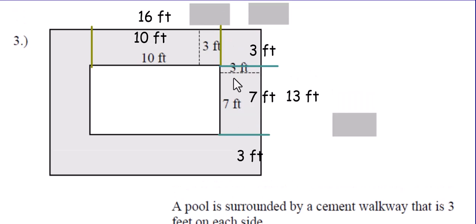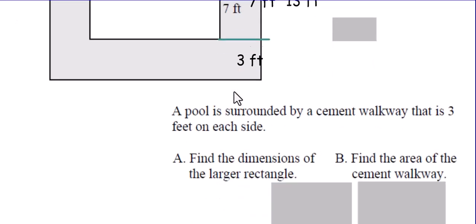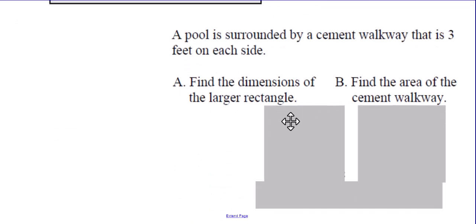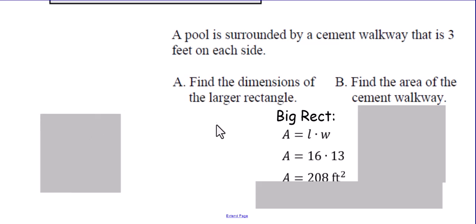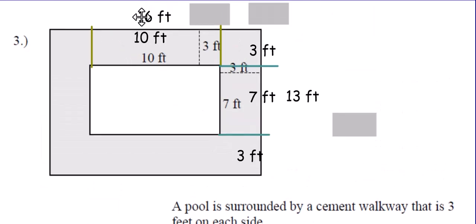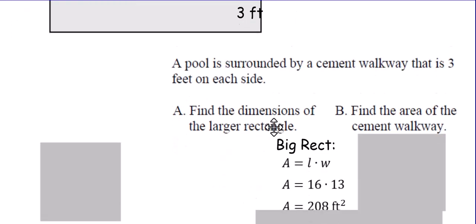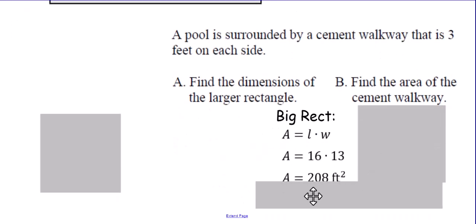So to find the area of the shaded region, we're going to start by finding the area of the larger rectangle, or the big rectangle in this case. Our dimensions are 16 by 13. Those are the ones we found in part A. 16 times 13 is going to get us an area of 208 feet squared.